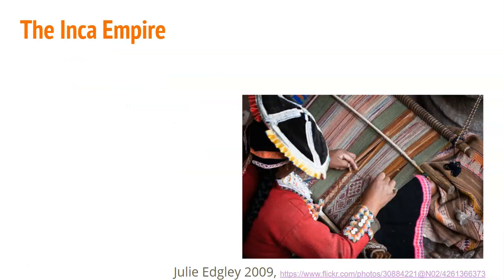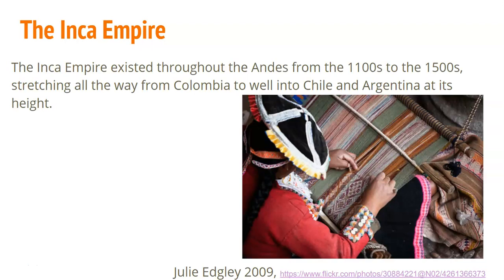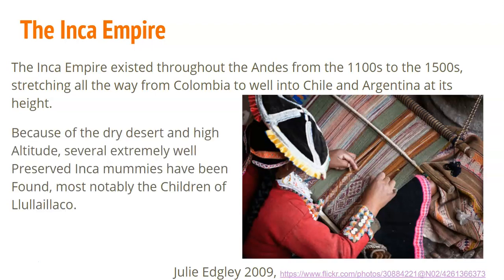Of course, this is one of the major empires of this realm. So the Inca Empire existed throughout the Andes from the 1100s up into the 1500s. And so its heyday really would have been in the 1400s, but it existed long before that. And at the height of its vastness, it went all the way up into Colombia and all the way down into Chile and Argentina. Okay, a very, very large empire.